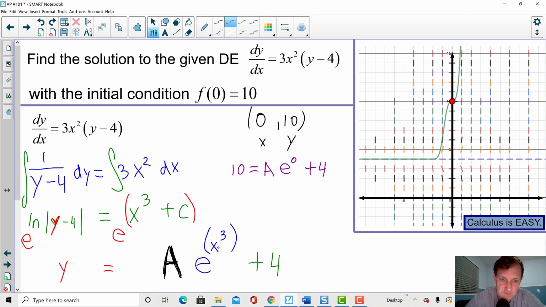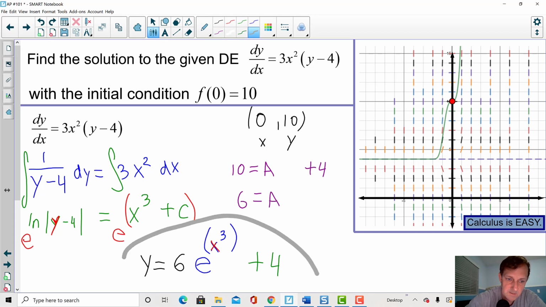Now when I plug in a 0 for the x, I end up with e to the 0, and e to the 0 is just a 1. So I have A times 1, which is just an A. And then I can easily subtract 4 from both sides, and then I get A is equal to 6. So let's plug in a 6 for our A, and then we're done. There we go. That's our final answer. Let's go ahead and circle that.